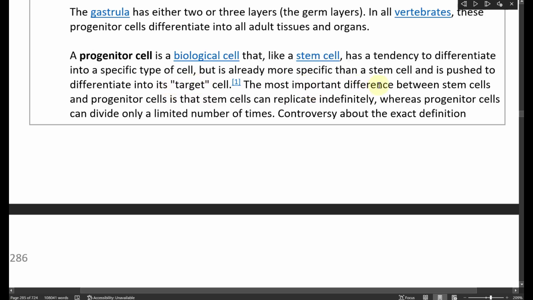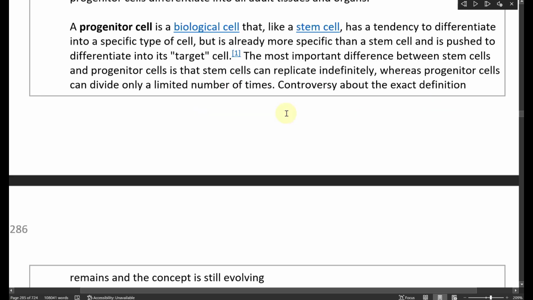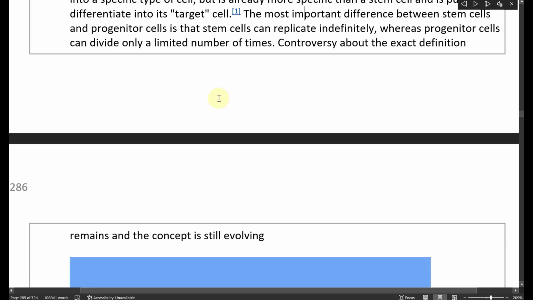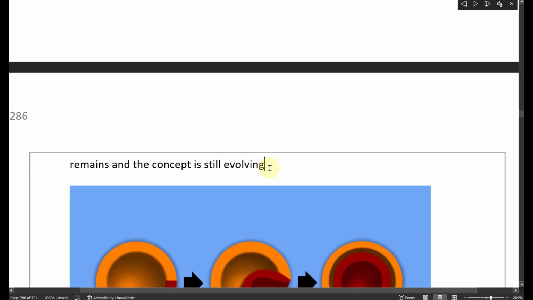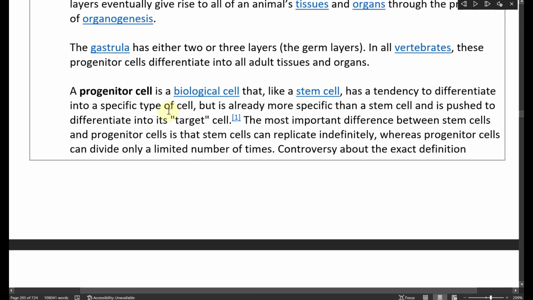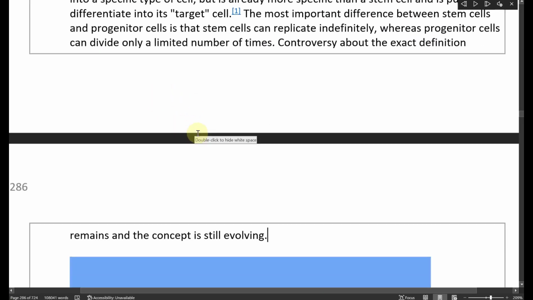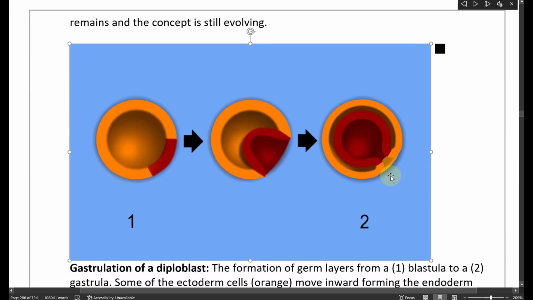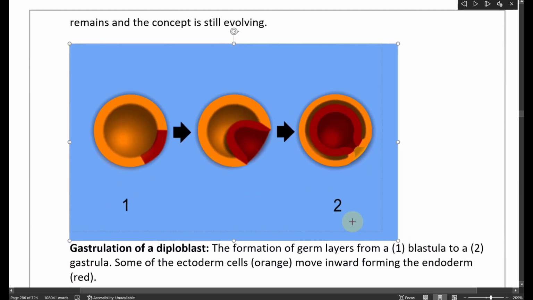So the most important difference between stem cells and progenitor cells is that stem cells can replicate indefinitely, whereas progenitor cells can divide only a limited number of times. And there's controversy about the exact definition. It remains, and the concept is still evolving, regarding progenitor cells and differentiating them from stem cells. Let's continue further. Let's just make this a bit smaller here.